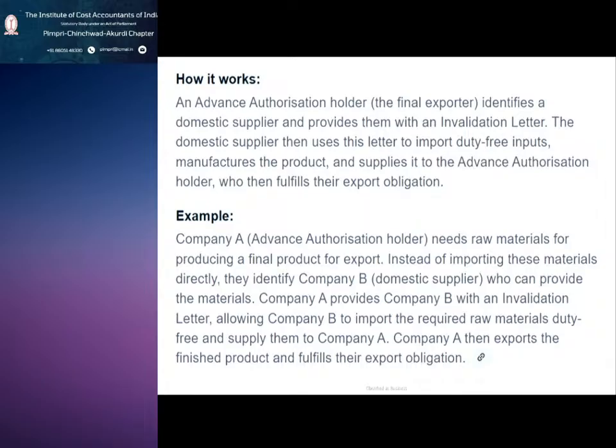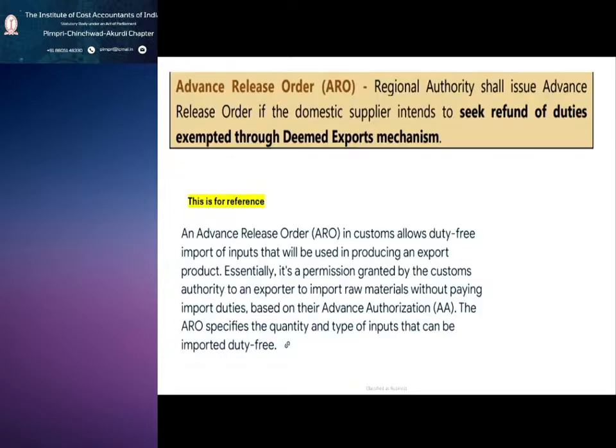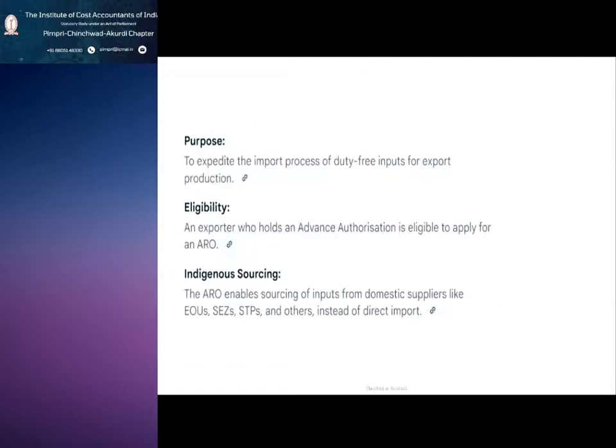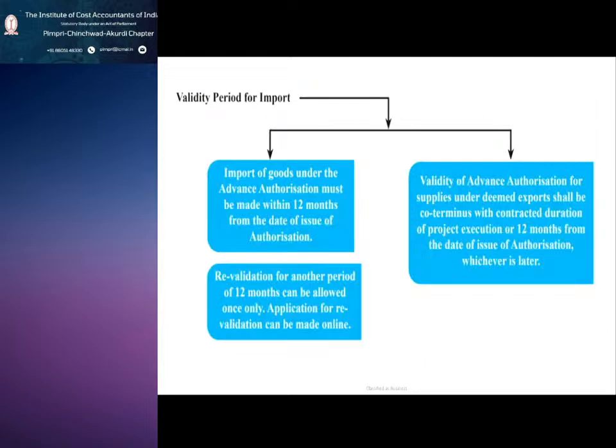So this is the difference between invalidation letter and advance release order. Again, the same terms may repeat in other schemes. So if you are very clear and strong here, we can easily move on to the other schemes. So next one is validity period for import. So the validity period of an advance authorization in two situations. This is there in our study material, an easy one. So we will have a look.